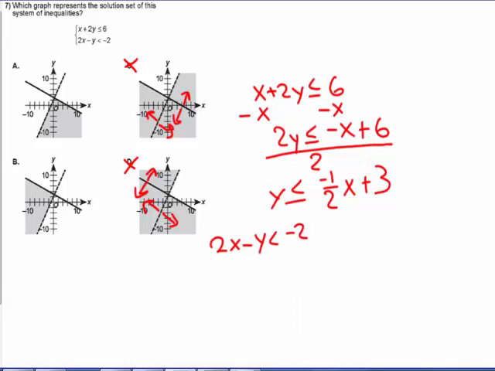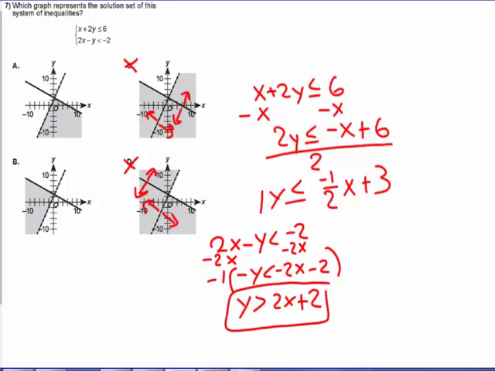So now to solve the second inequality, we want to start off by subtracting 2x from both sides. And then we'd have negative y is less than negative 2x minus 2. So we need to multiply everything by a negative 1. And remember, we'd have to flip our inequality so it would become y is greater than 2x plus 2.